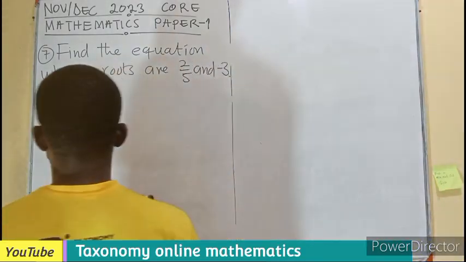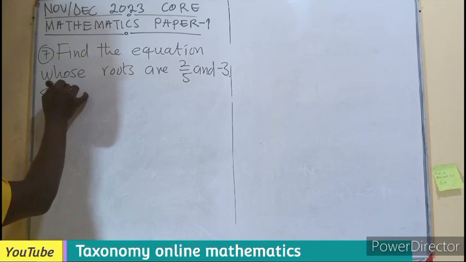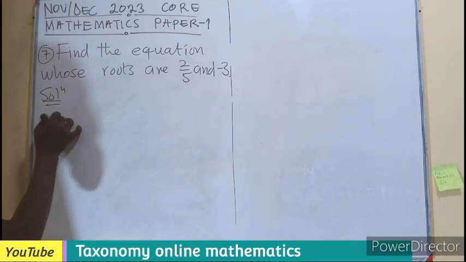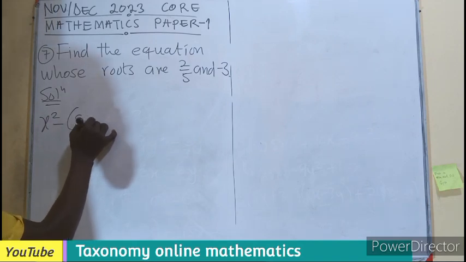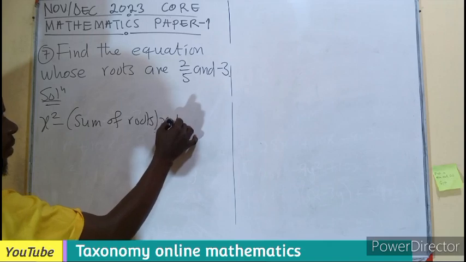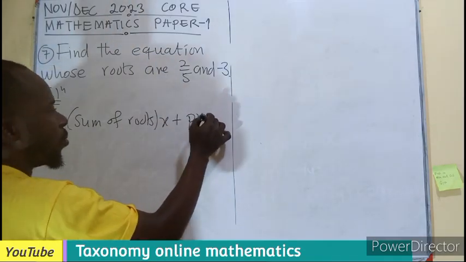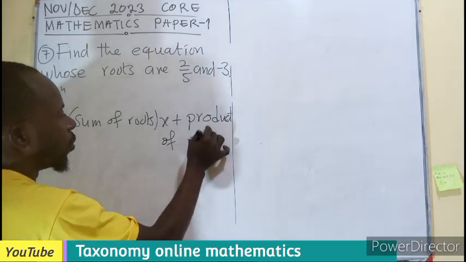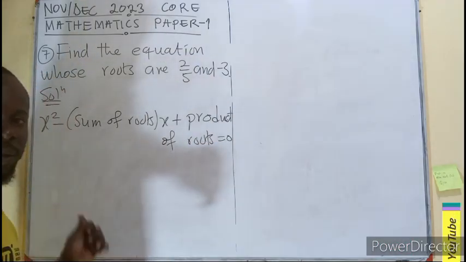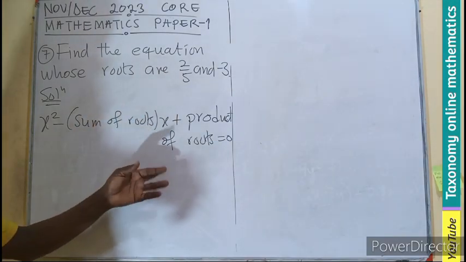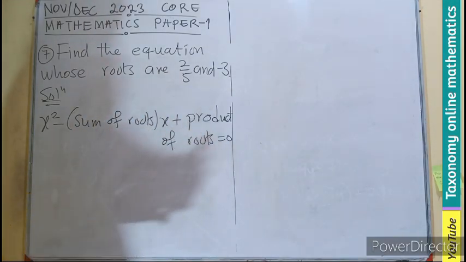So in order to find the equation from its roots, we have two methods. The first one is we know x squared minus the sum of roots times x, plus the product of roots equals 0. This will be a straight line, but let's get it that way. Sum of roots meaning addition, product of roots meaning multiplication.